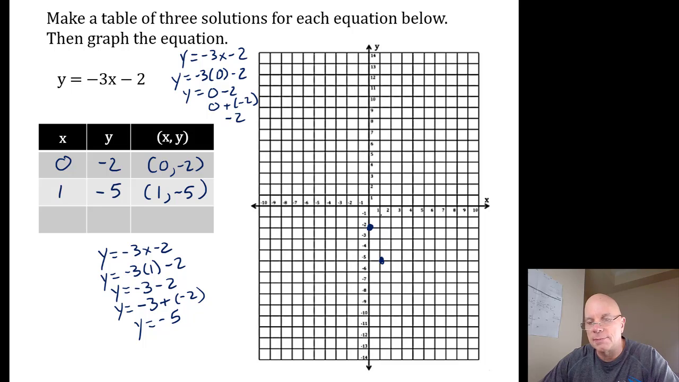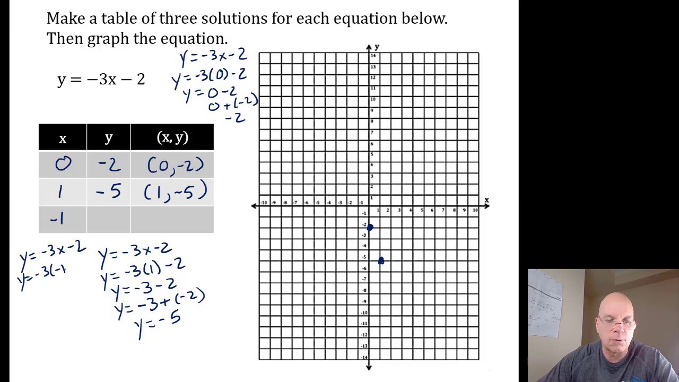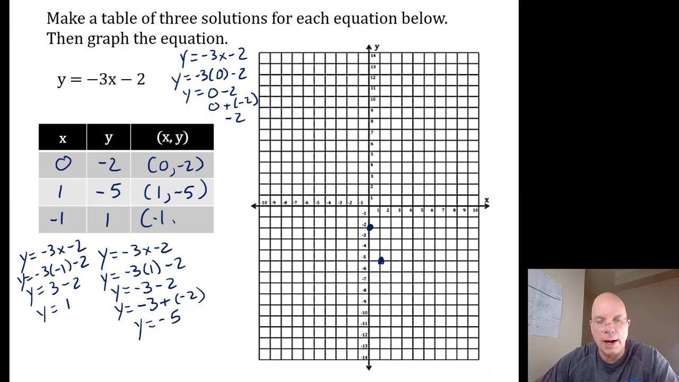Now I see that I'm going more and more negative. I want to try a negative input for x and see what happens. Let's try x is negative 1. Y equals negative 3x minus 2. Y equals negative 3 multiplied by negative 1 minus 2. Y equals 3 minus 2. And so that's 1. So when x is negative 1, y is positive 1. So 1 to the left and up 1.